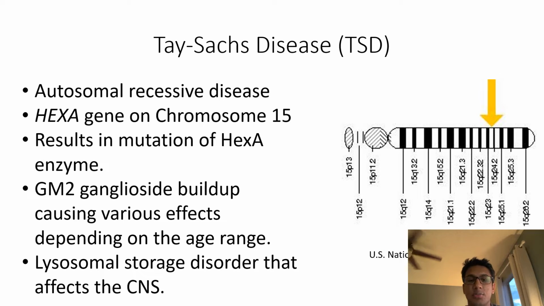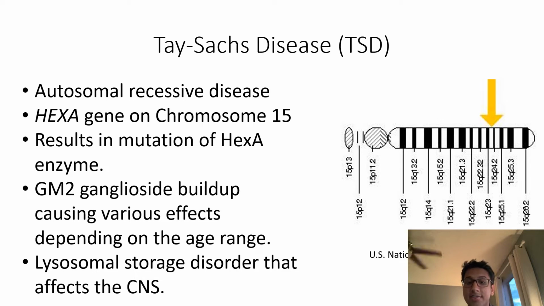Tay-Sachs disease is an autosomal recessive disease. This means that people can be carriers, but it's only manifested when 2 copies are present in a person. There are multiple mutations that are correlated with Tay-Sachs disease, but the one I'm focusing on today is a mutation of the hexA gene on chromosome 15.